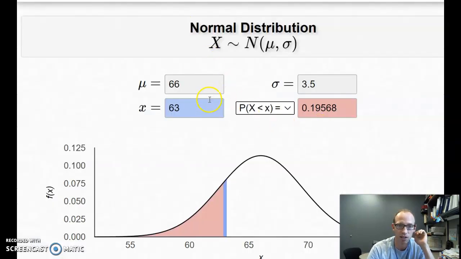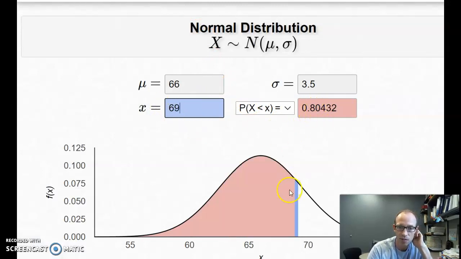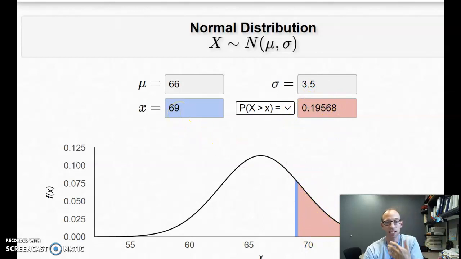And if we go back to the calculator and put 69 inches, here you can see that roughly 80% is shorter than that. And if we flip it around, we can see that indeed 20% is above that. So in order to get in the top 20% tallest females in the US, you'd have to be above 69 inches or so.